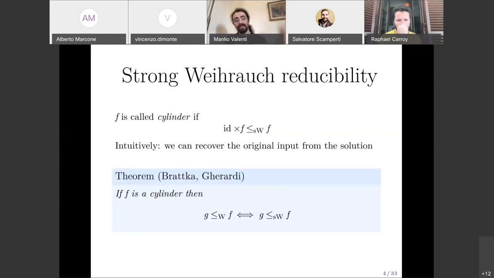And basically, there's this theorem which essentially captures what I wanted to say about cylinders, and the fact that if you reduce to a cylinder, then you can equivalently reduce or strongly reduce to F. It's the same. This is very useful in practice, especially when you want to show non-reducibilities, because in that case you can just assume that the reduction is a strong Weihrauch reduction, and just the technical details get a little bit simpler.